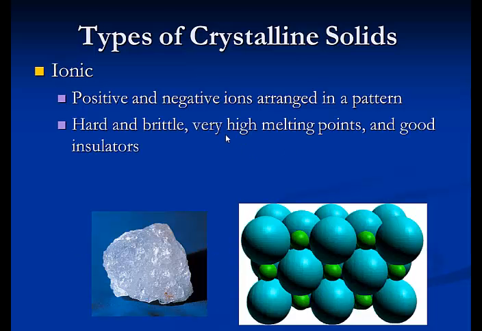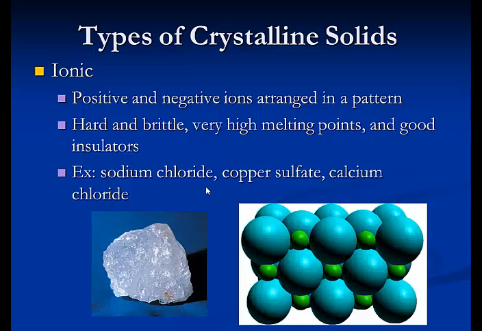They're hard and brittle, they have very high melting points, and they're good insulators. The reason why they're good insulators is because these ions aren't mobile. Ions have to be able to move to be a good conductor of electricity. Since those ions in the solid aren't mobile, they're rigid in fixed positions, they are good insulators. And these bonds are tough to break, so that's why they have high melting points. Just some examples, but it could be any metal and non-metal, just some examples of ionic substances.